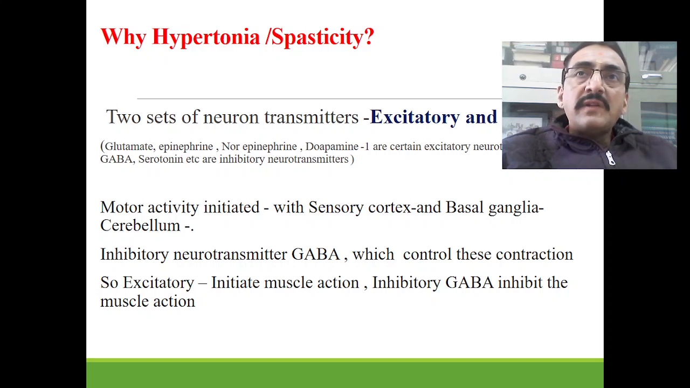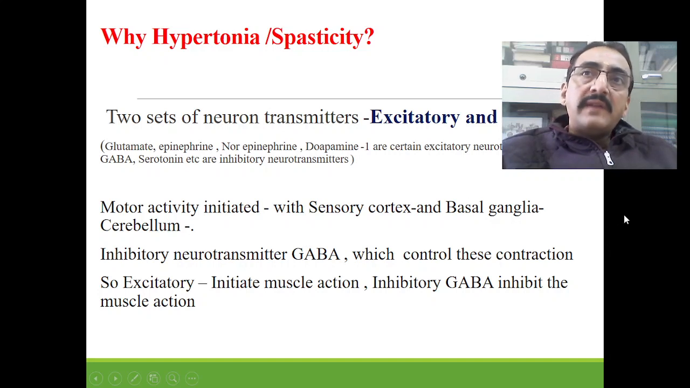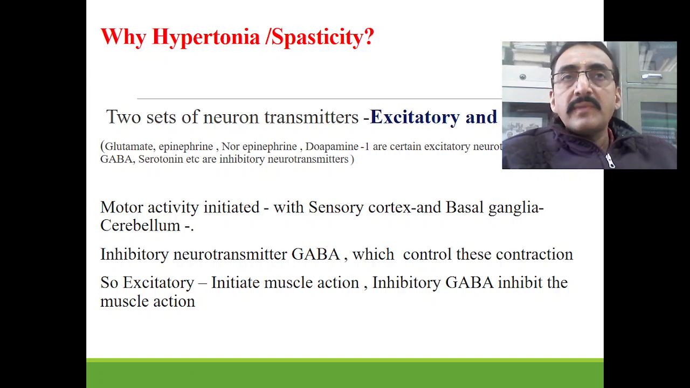Now, these neurons contain so many neurotransmitters, and accordingly the neurons will act. Which action the neurons will do depends upon the neurotransmitter present in the end portion of the neurons, the axon. Totally in the brain there are two types of neurotransmitters. One set is called excitatory in nature, and another set is called inhibitory in nature.